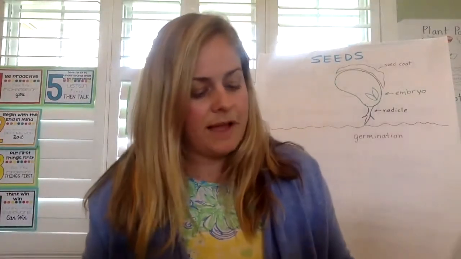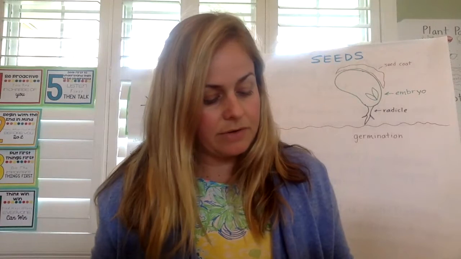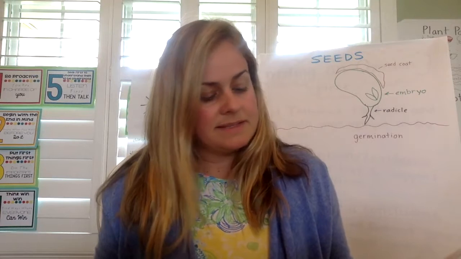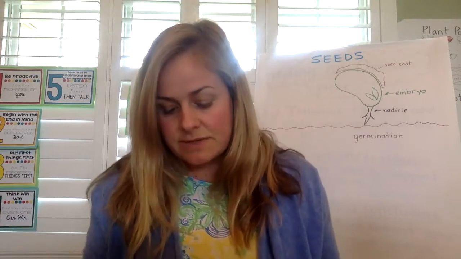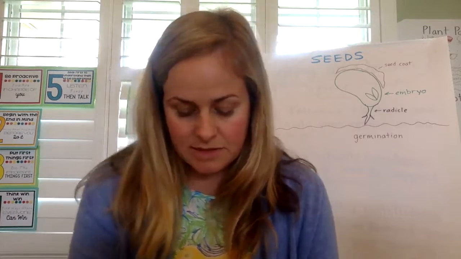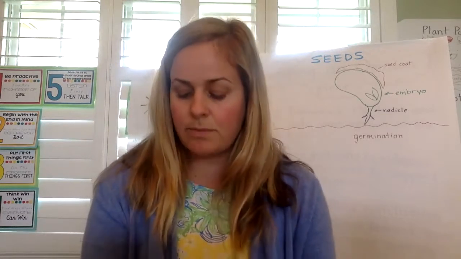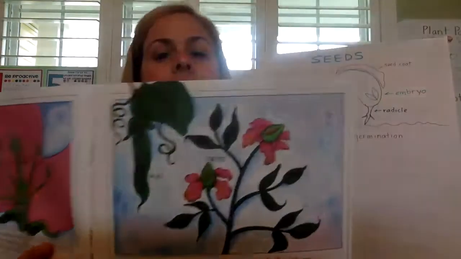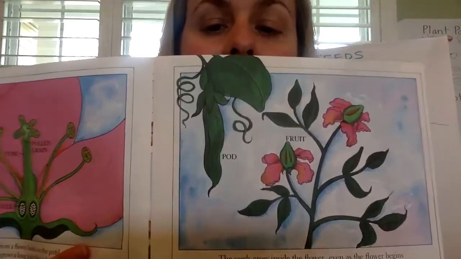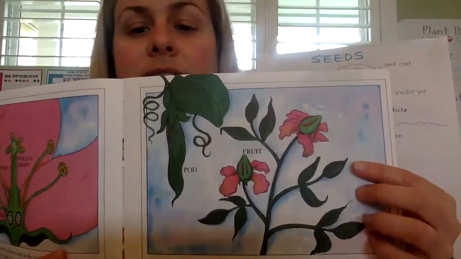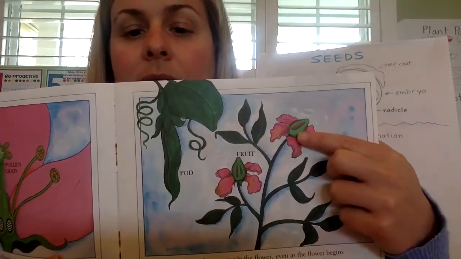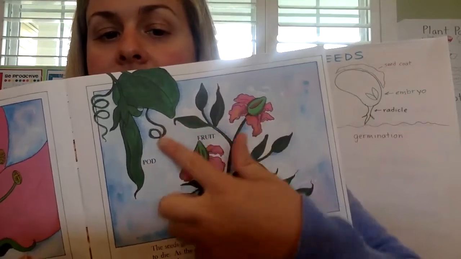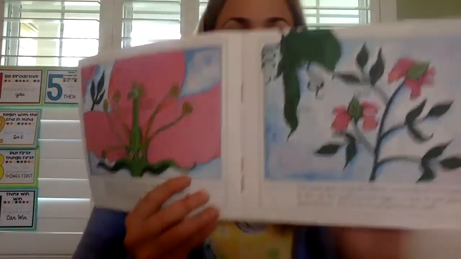If a pollen grain from a flower lands on the pistil of the same kind of flower, it grows a long tube through the pistil into the ovule. This is the beginning of a seed. The seeds grow inside the flower. Even as the flower begins to die, as the seeds become bigger, a fruit or pod grows around them. The fruit or pod protects the seeds. So, for example, in a flower, it might look like this. And then in a vegetable, the pod here is the part that is protecting the seeds, or the fruit.